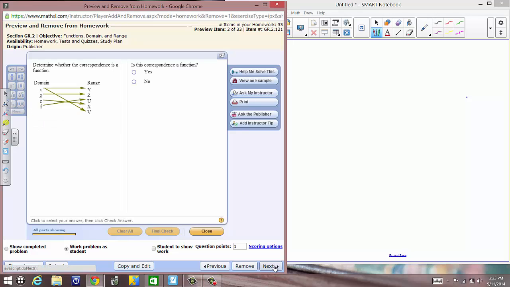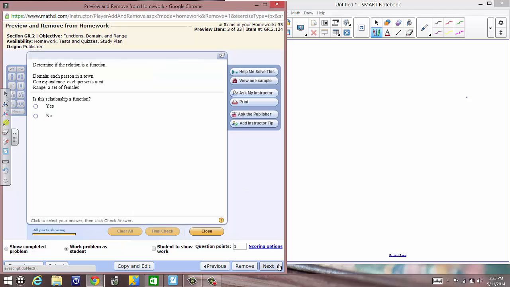Let's look at problem 3, which was another one. Here the domain is each person in a town, and the correspondence is each person's aunt. Is this relationship a function? So the input is a person in a town, and the output would be the person's aunt.